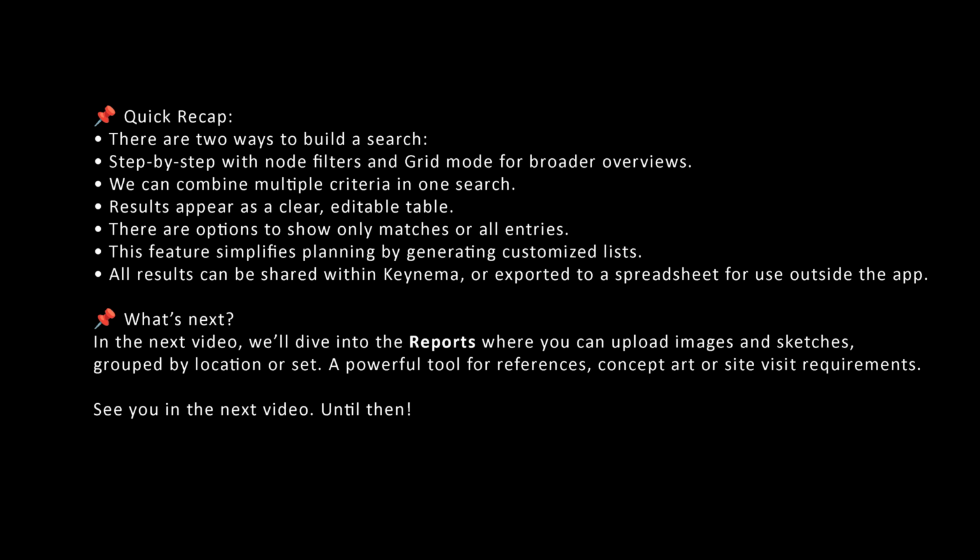Quick recap. There are two ways to build a search. Step by step using node filters or using grid mode for broader overviews. We can combine multiple criteria in one search. Results appear as a clear, editable table. There are options to show only matches or all entries. This feature simplifies planning by generating customized lists. All results can be shared within Keynema or exported to a spreadsheet for use outside the app.